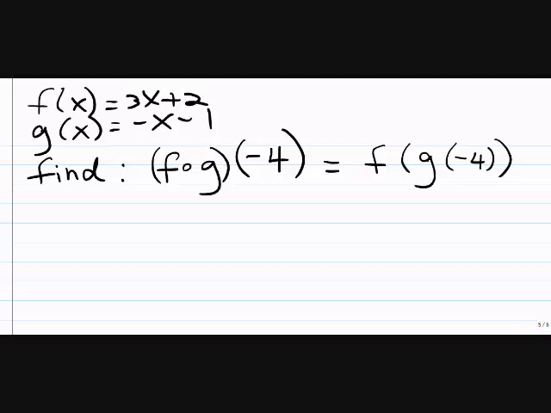Okay. You're going to be asked the question in 2 different ways, and they mean the same thing. All right, first I do the inside function. I do the function on the right. G of negative 4 means I look at my g function, and wherever I see an x, I replace it with a negative 4. So that means negative of negative 4, minus 1, the opposite of negative.